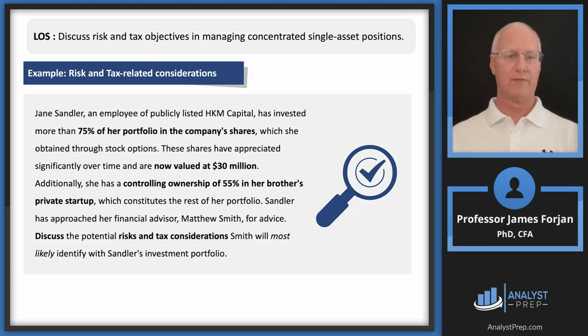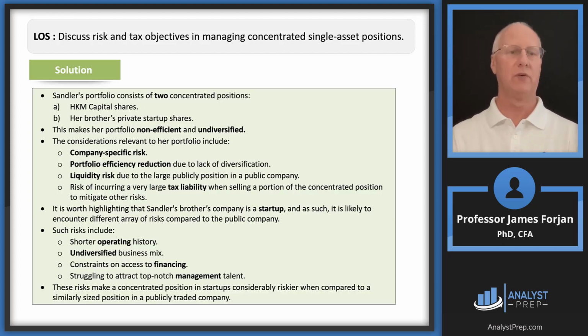So it approached the financial advisor. And so what's our question here? Which are the potential risks and tax considerations? All right, so we identified two concentrated positions, the company shares and the private startup shares. Portfolio, there's no way it's efficient. There's no way that it is diversified. And so it's company-specific risk, efficiency reduction, liquidity risk.